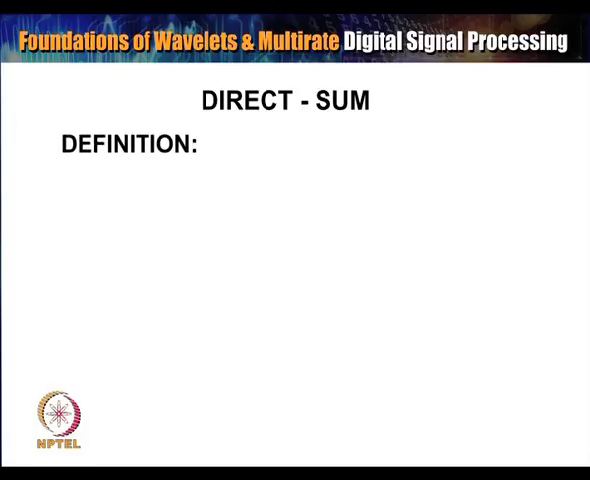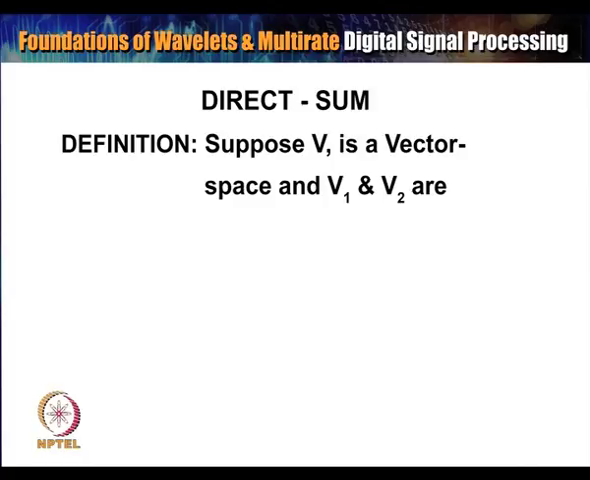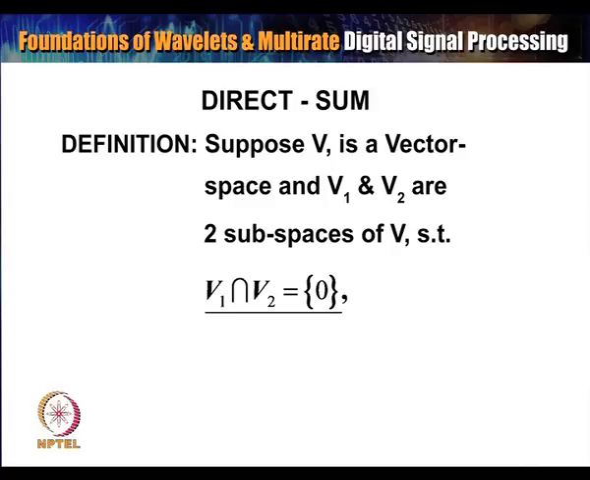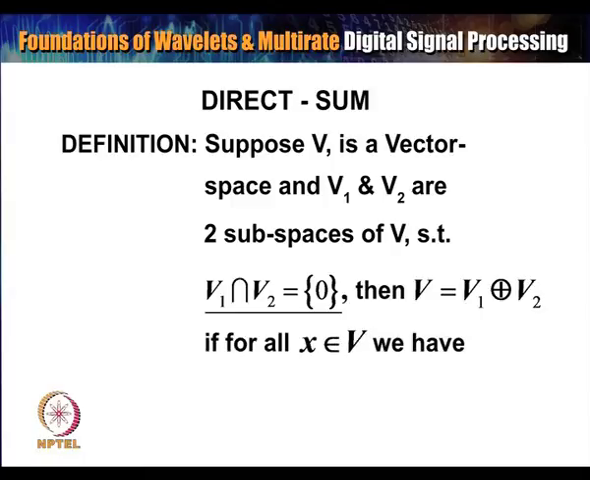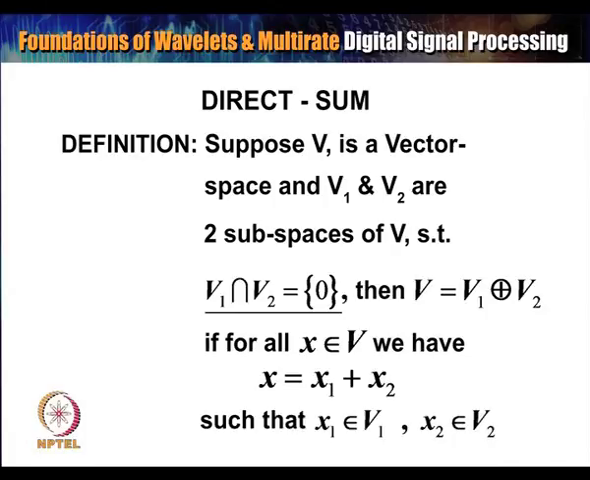So, definition: suppose V is a vector space and V1 and V2 are two subspaces of V such that, by s.t. I mean such that, V1 intersection V2 is just the 0 vector. If this is true, which is a very important thing in this definition, then we say that V is a direct sum of V1 and V2 if any vector x in V can be represented as x equal to x1 plus x2, where x1 belongs to the subspace V1 and x2 belongs to the vector subspace V2.